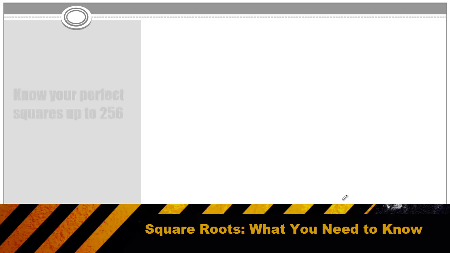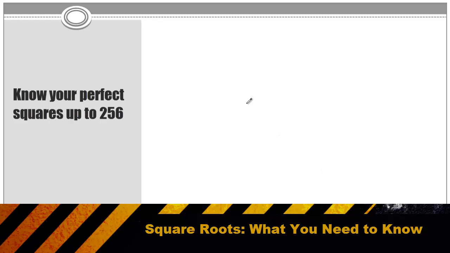When it comes to square roots and radicals, there are a few things you simply need to memorize, and there are about 5 core concepts you need to understand. The first thing to memorize is a list of perfect squares.